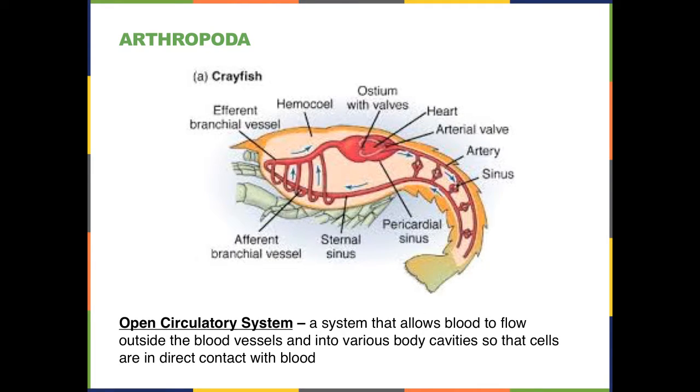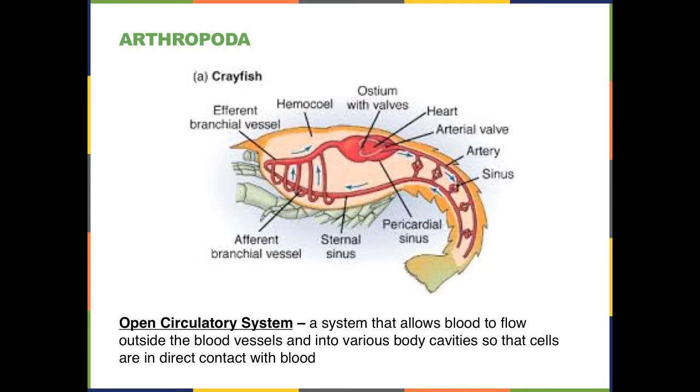Arthropods are also characterized by the fact that they have what's known as an open circulatory system. Now, I mentioned this a little bit in last week's lecture, but in this week's lecture, because most of these organisms have an open circulatory system, I'm going to explain it in a little bit more detail. An open circulatory system is a system that allows blood to flow outside of the blood vessels. This is contrasted to a closed circulatory system in which the blood always remains within blood vessels.